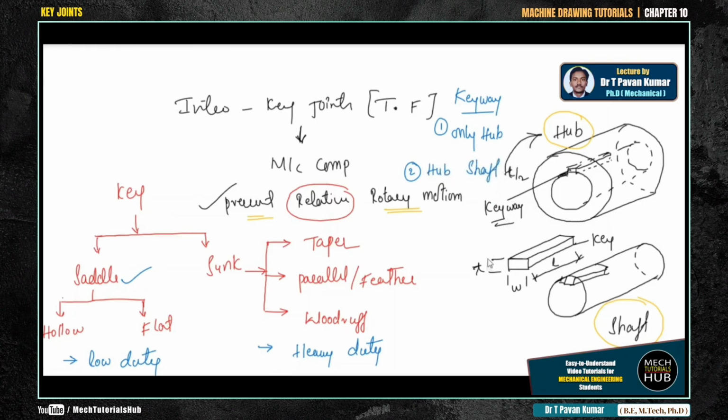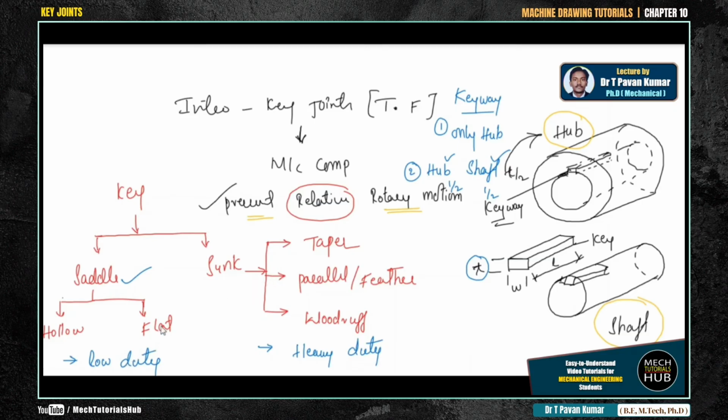Means whatever the thickness maintained by the key, one half portion of the thickness is taken by the hub and the other half is taken by the shaft. That is the reason sunk keys are much stronger, which can take heavy loads when compared to saddle keys. This is the basic difference. Try to understand the logic.